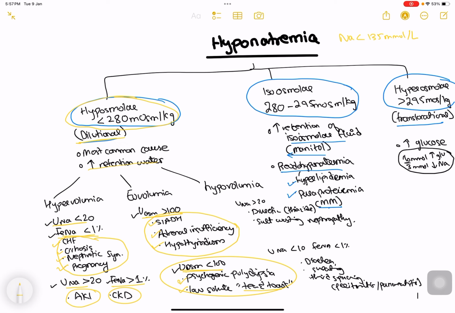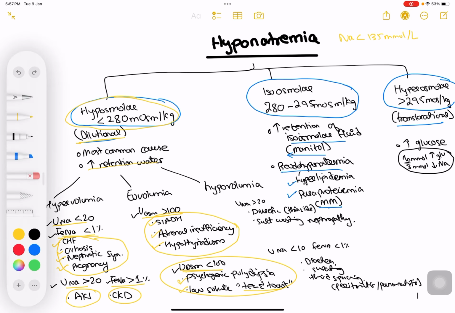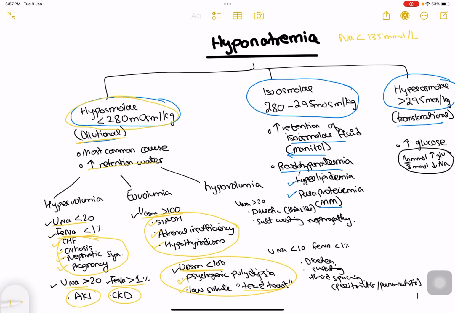Okay. And now coming back to hypovolemia, we see urinary sodium, where urinary sodium is more than 20 or less than 10. If urinary sodium is less than 10, causes could be diarrhea, excessive sweating, and third spacing with peritonitis or pancreatitis. And if urinary sodium is more than 20, that could be because of diuretics or salt wasting nephropathy. So we need to learn this chart by heart, and the entire hyponatremia would be covered from Toronto notes.